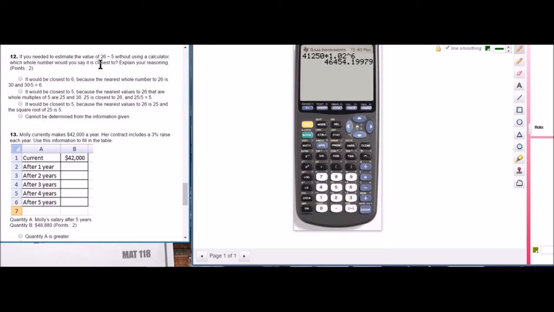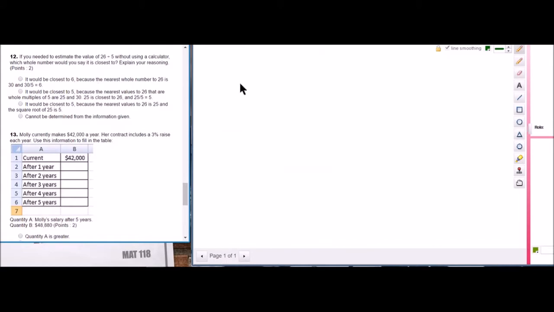If you needed to estimate the value of 26 divided by 5 without using a calculator, which whole number would you say is the closest to? All right, so 26 over 5. You didn't have a calculator. I was just asking you, hey, which number would this be closest to?